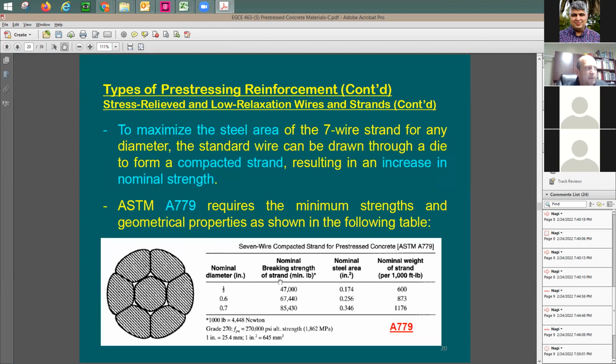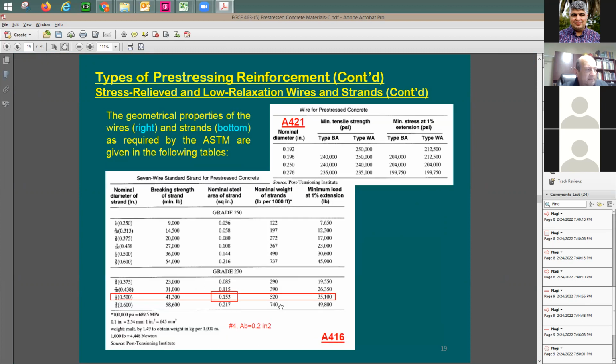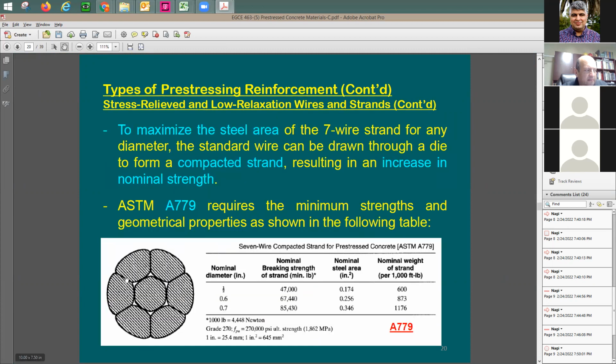So what happened? We have also another A779. What is this A779? You take one of the strands and you start to draw it, which means you're going to put pressure on the outside of it to make it more condensed. And look at this. At the end, when you have half an inch, look at the cross-sectional area, it's going to be 0.174.